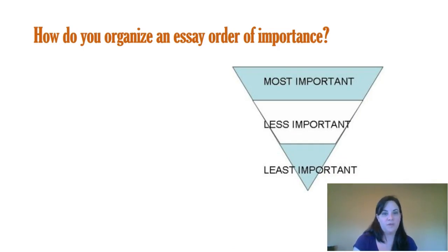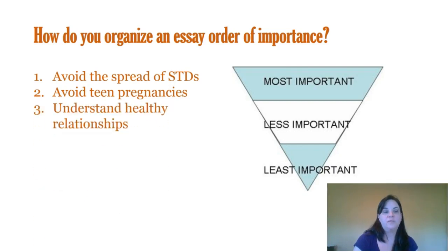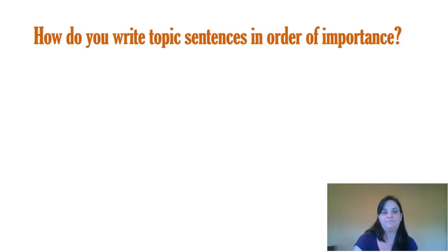So, what is my most important idea? Well, I think that issues of health are more important than social issues, so I will start with my idea about limiting the spread of STDs. My second most important idea is avoiding teen pregnancies. That takes care of the physical health issues. Next, I will move on to social issues. Healthy relationships are next, and I will end with my idea about objectification.